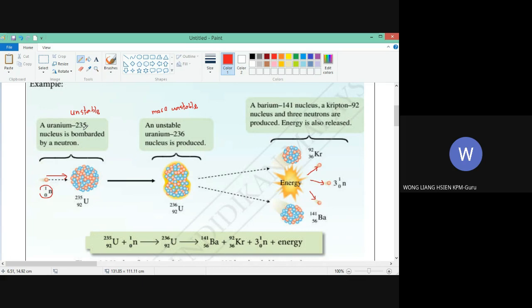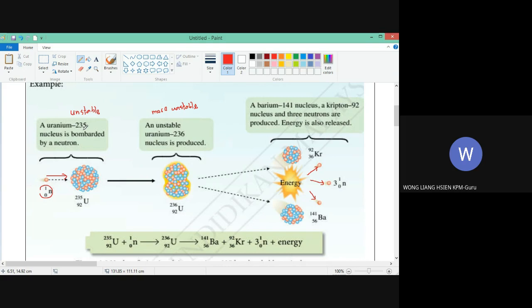Because it's already very unstable, when you shoot one neutron into the uranium-235, it changes into uranium-236 and immediately splits into two. That means you can control when you want the uranium-235 to fission. You want it to fission right now, you shoot the neutron right now, and then it will fission right now. You want it to fission later, you don't shoot the neutron, and then it will not fission immediately.